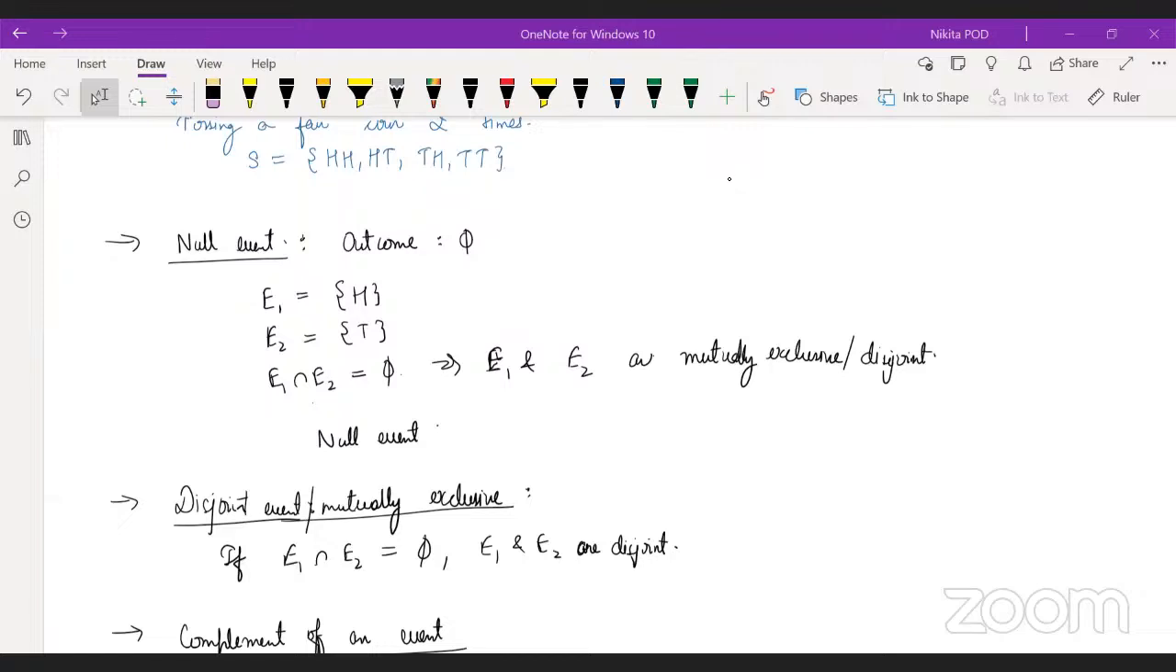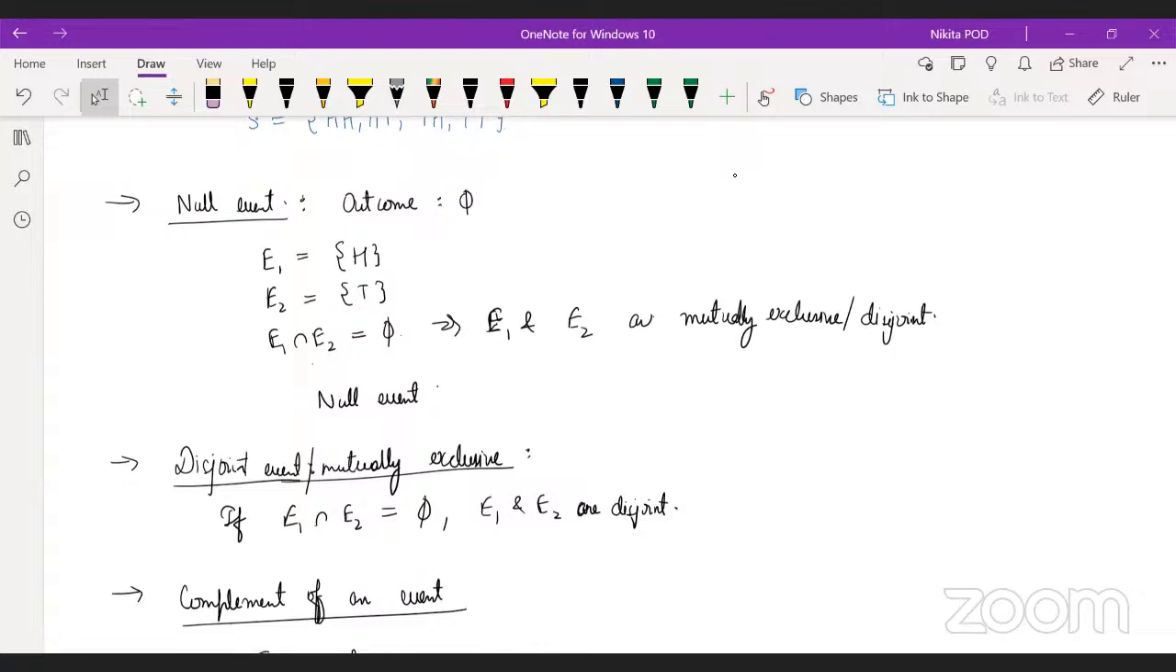All right. Now, coming to the null event: basically there is no outcome, when your outcome is phi. For example, in this case, we have taken E1 as head, and the other event is defined as tail. Now, if I want to define E1 intersection E2, this is phi, because there is no outcome that is common in both E1 and E2. Such an event where the outcome is phi, you call it a null event. So we'll say E1 intersection E2 is a null event.